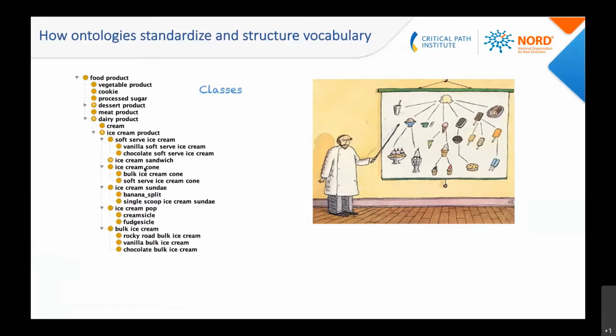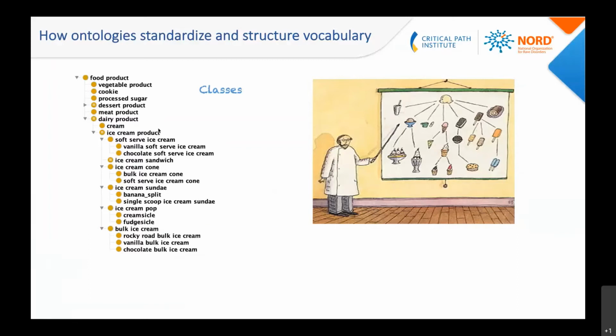And I've decided to do this within an existing ontology on food products. They have a branch for dairy products, and within that, I've created a new branch called ice cream product. So you can see what I'm doing here is creating classes, and classes are, again, terms in the ontology for those general concepts or even very specific concepts within the particular domain, in this case, ice cream.